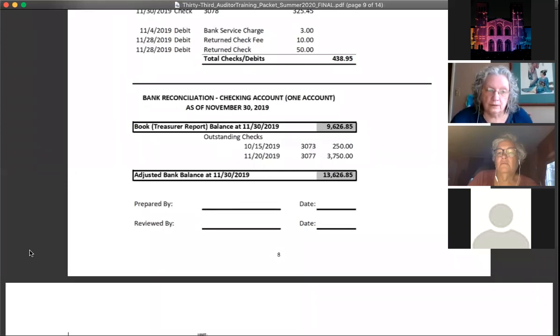Okay, and there's the prepared by and reviewed by. So the bank reconciliation would be prepared usually by the treasurer and dated, and then reviewed by, and as we discussed, that could be a person that the board selects, or the auditor, or just a second signature that's not on the financial team or related to check signers. Okay. And the date is very important because you want to make sure they're doing it in a timely manner.